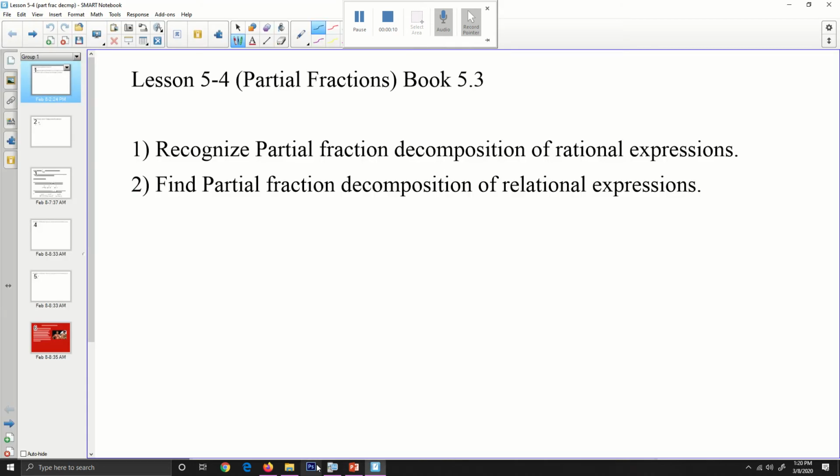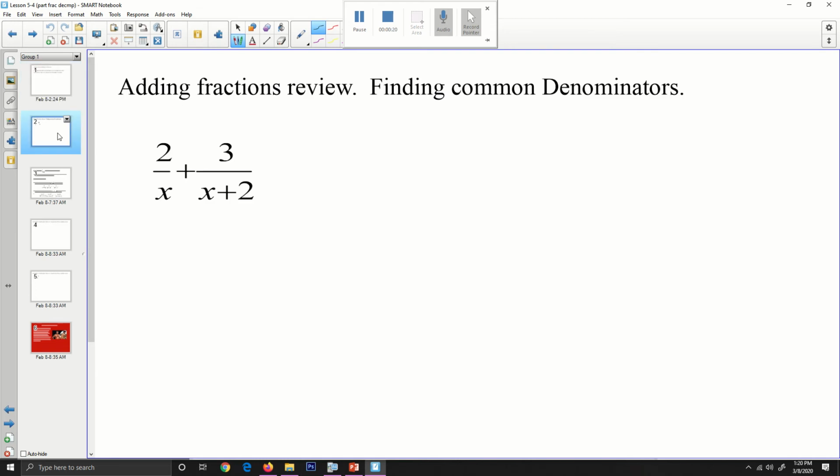Today we're going to recognize partial fraction decompositions of rational expressions, and we're going to find a fraction decomposition of related expressions. So before we get started here, we're going to talk about adding fractions. And when you add fractions, you're going to find a common denominator.